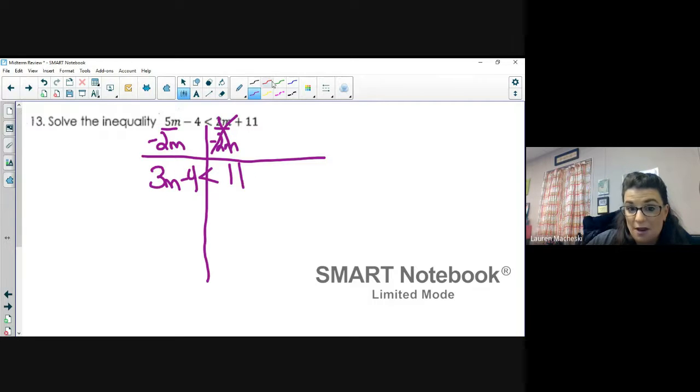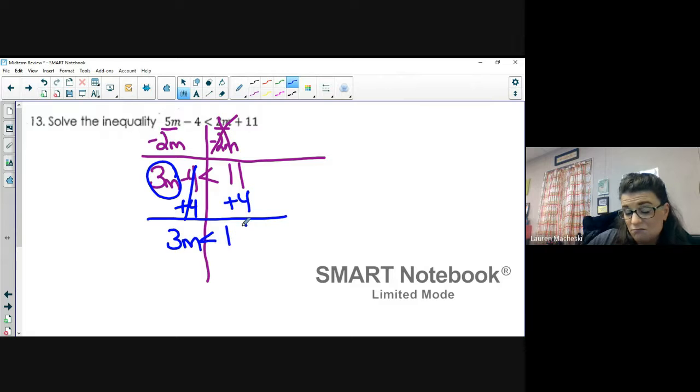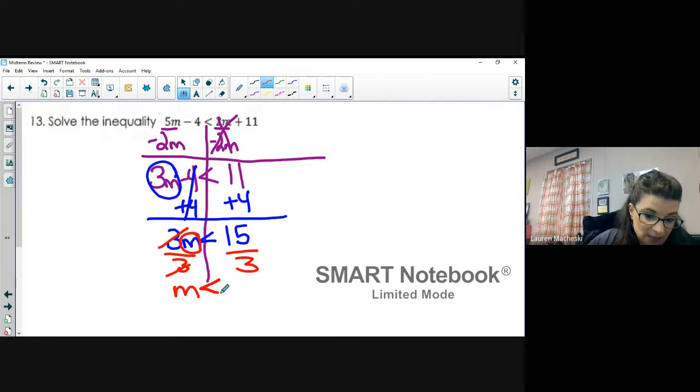I'm trying to solve for m. So I can't touch that 3m until I get rid of minus 4. So add 4. So 3m is less than 15. Now finish getting m by itself. So divide by 3. I am not dividing by a negative number, so my sign stays the same. 15 divided by 3 is 5. So my answer is m has to be less than 5.